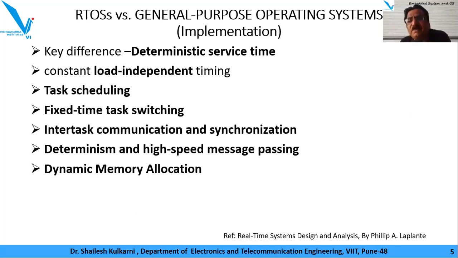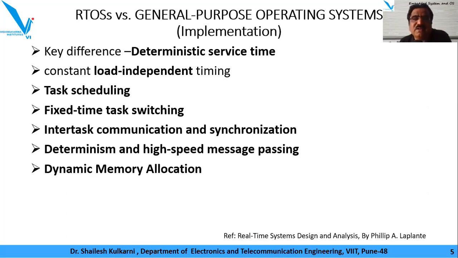At the moment, the prima facie difference happens to be deterministic service time, and this deterministic service time, by virtue of the mechanism that it offers, is constant and load independent timing from RTOS as compared to GPOS. Okay, the task scheduling happens in a different way. Most real-time operating systems, as we understood, schedule tasks with the help of priority-based preemptive scheduling algorithms, while that has never been the case for a general purpose operating system. This is also one of the major differences.